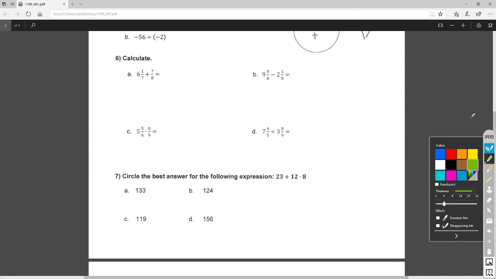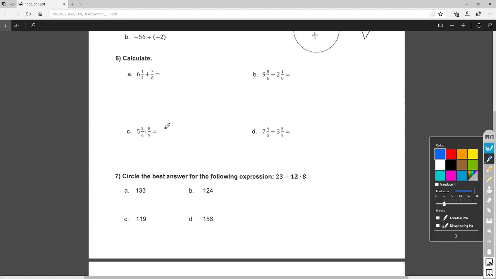All right, letter B is the same idea, so I'm actually not going to do letter B, but for letter B you would have to also change the denominator, but instead of adding it like we did on letter A, you would just subtract it. Okay. Let's go to C.